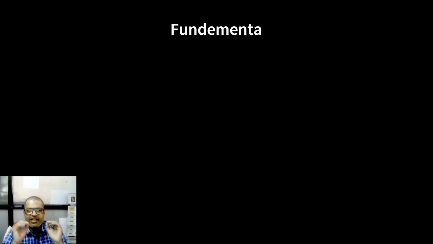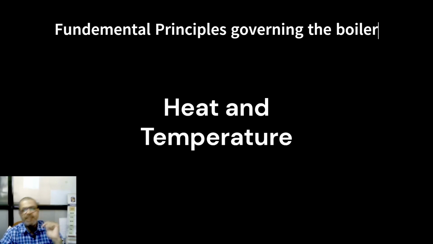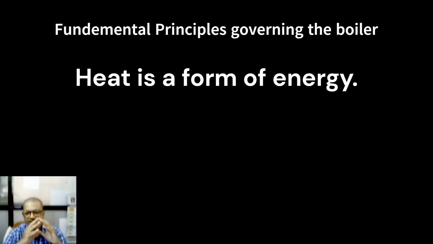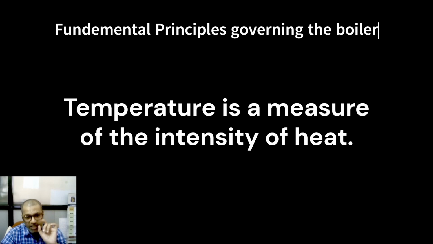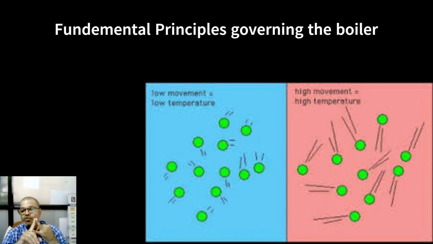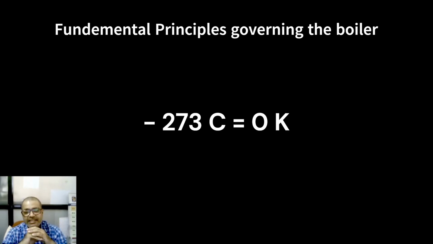Now, let's delve into the fundamental principles that govern the boiler operation: heat and temperature. Heat is a form of energy, the energy associated with the motion of atoms and molecules. Temperature, on the other hand, is a measure of the intensity of this heat, or how fast these molecules are moving. The simple rule: add heat, the molecules move faster, increasing the temperature. Remove heat, they slow down, decreasing the temperature. When the temperature gets to minus 273 degrees Celsius, this is the point at which the molecules stop moving. This is 0 degrees Kelvin.